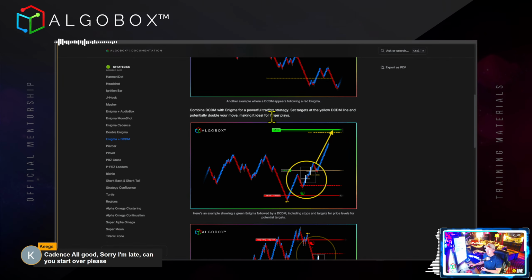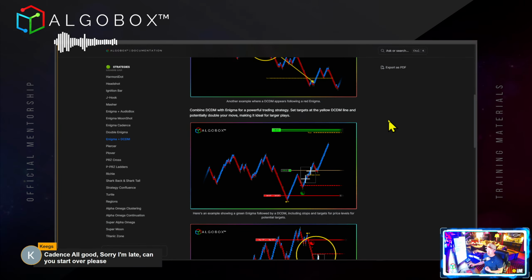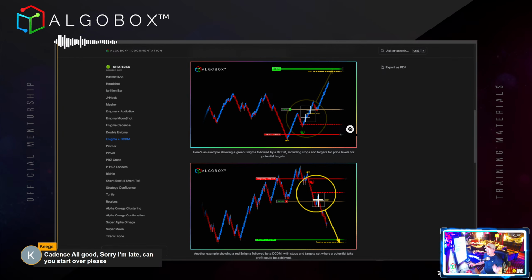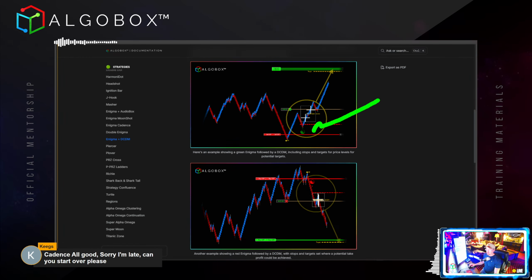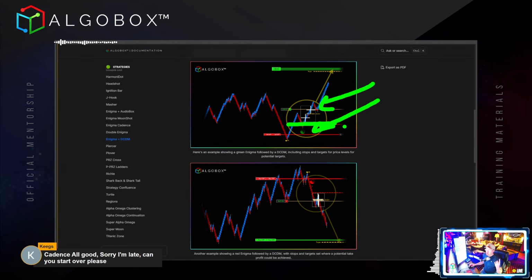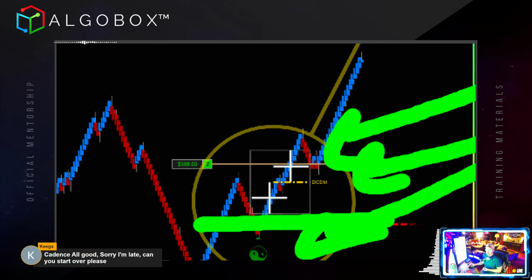Combine DCDM with Enigma for a powerful strategy. Set targets at the yellow DCDM line and potentially double your move, making it ideal for larger plays. Now, stop is a little bit deeper. I've got to put my stop back behind the Enigma, so it could be deeper. Or if you want to put a stop back behind the double cross move, I wouldn't fault you. But then you want a 2-try rule on entry, re-enter on a double cross.